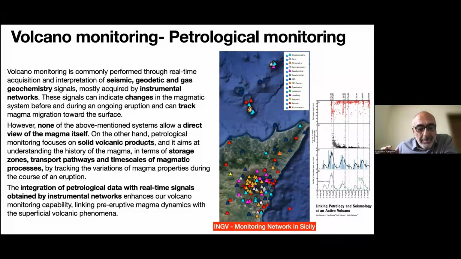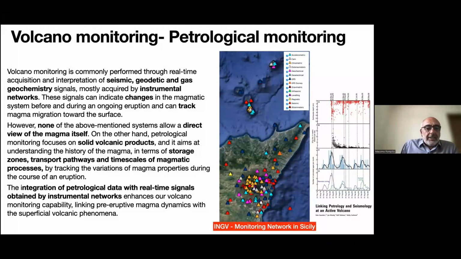So you take a piece of magma that arrives on the surface, and petrological monitoring is aimed at understanding the history of the magma in terms of storage zone, transport pathway, and time scale of magmatic processes. So this is the more important thing: tracking the variation of magma properties during the course of the eruption.